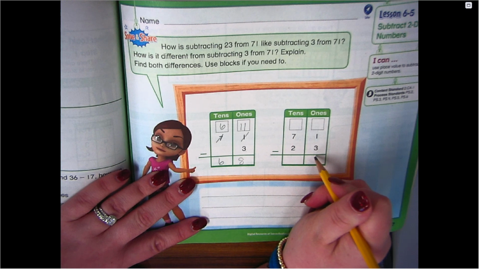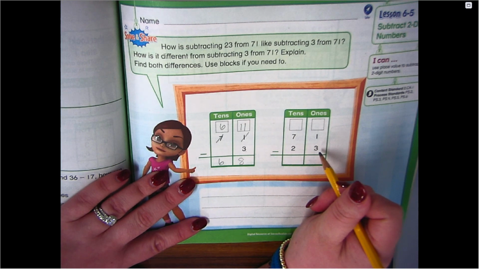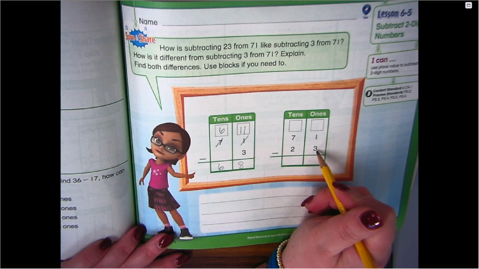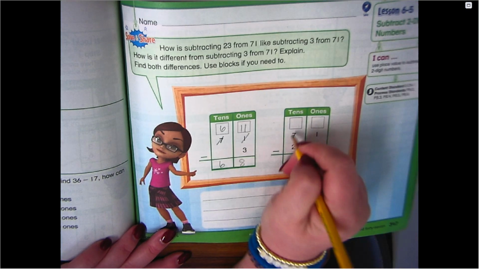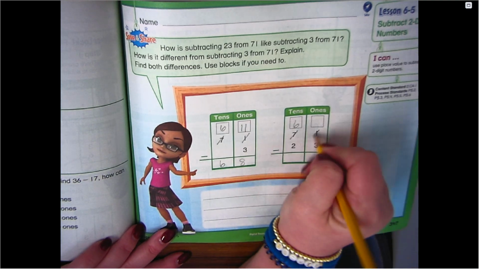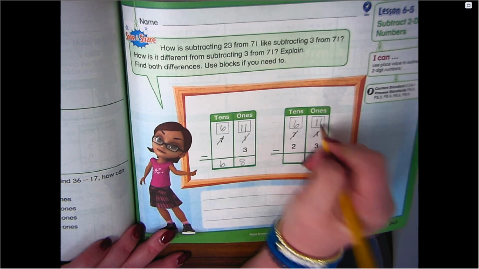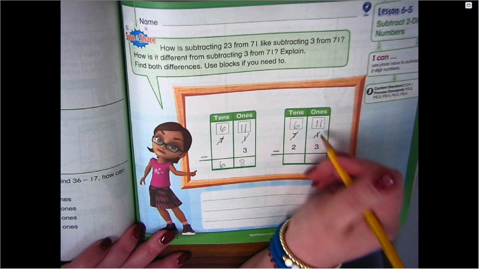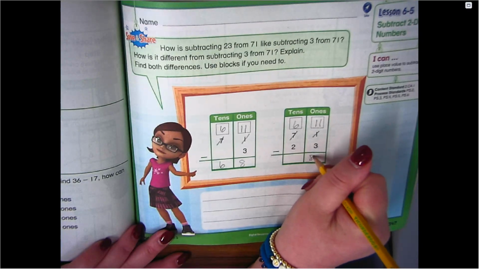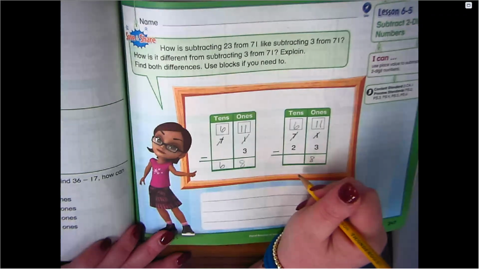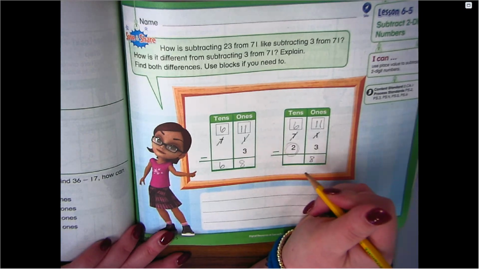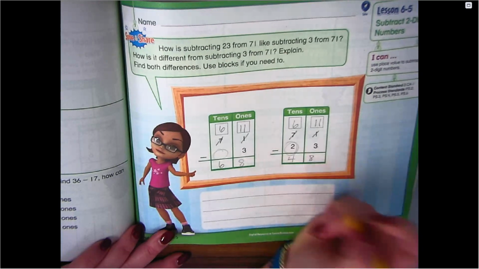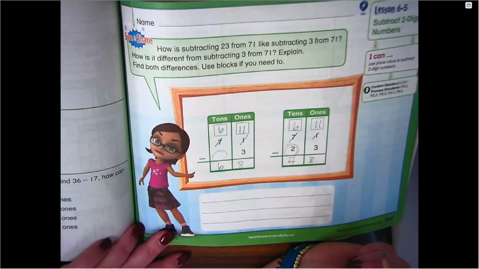Let's look over here at this problem. We are starting in the same situation, so that's a similarity that we notice right away. We can still not take 3 ones away from 1 one, so we need to regroup, and our 7 becomes a 6, and our 1 becomes an 11. So far, this problem is exactly the same. 11 minus 3 is 8. Now here's where it gets different. We have 2 tens to subtract. On this side, we did not. 6 minus 2 is 4, and so the answer is 48.